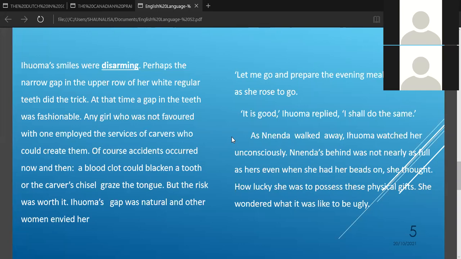Let me go and prepare the evening meal, Nenda said as she rose to go. It is good, thank you, Ihuma replied. I shall do the same. As Nenda walked away, Ihuma watched her unconsciously. Nenda's behind was not nearly as full as hers. Even when she had her beads on, she thought how lucky she was to possess this physical gift. She wondered what it was like to be ugly.